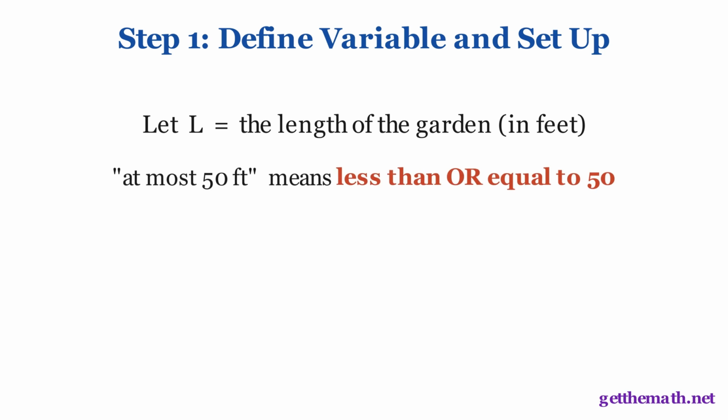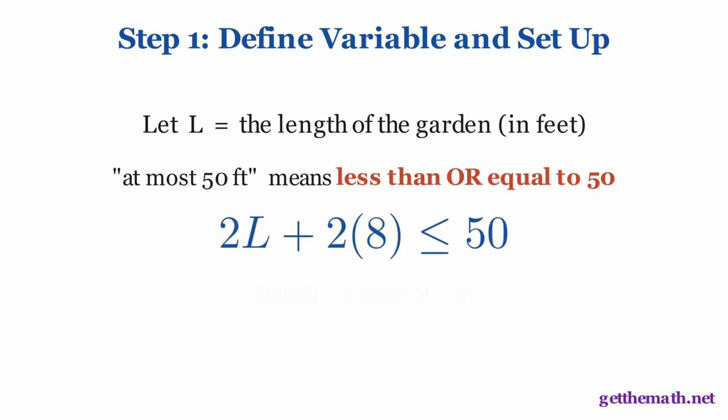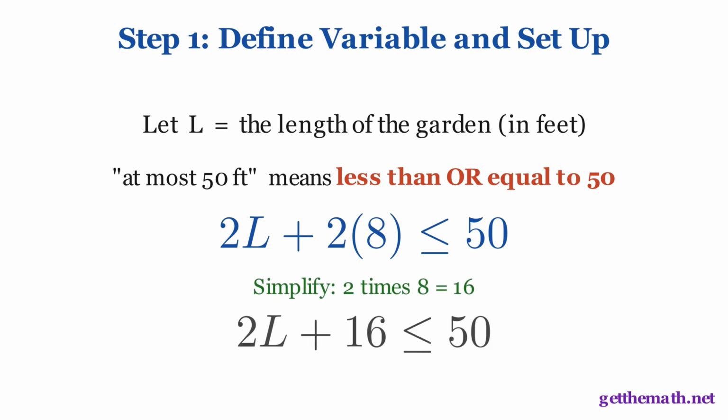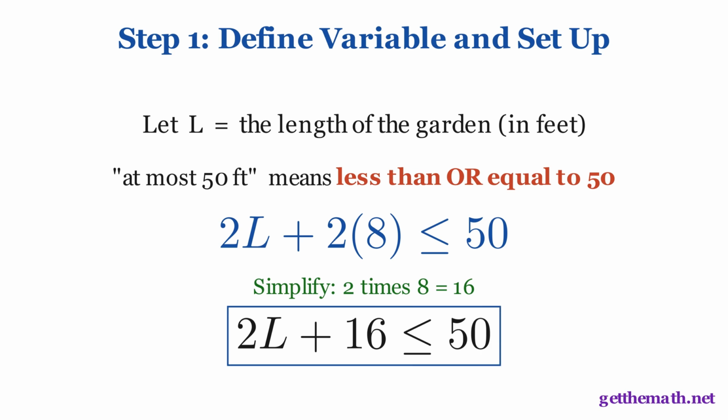Step 1. Define the variable and set up the inequality. Let L equal the length of the garden in feet. Substituting into the perimeter formula. 2L plus 2 times 8 is less than or equal to 50. Simplifying 2 times 8 gives us 16. So we have 2L plus 16 is less than or equal to 50.